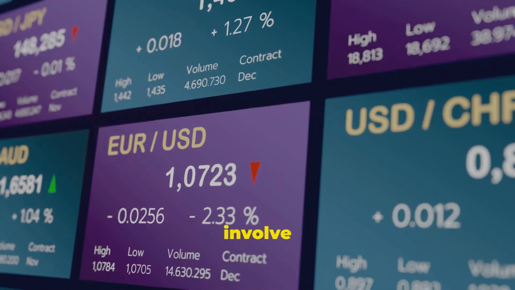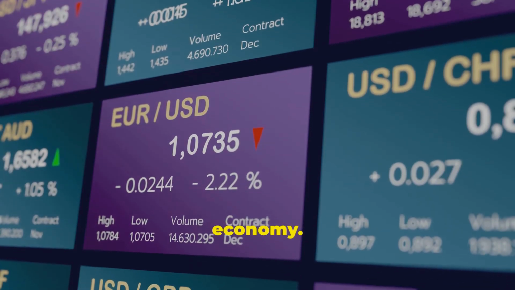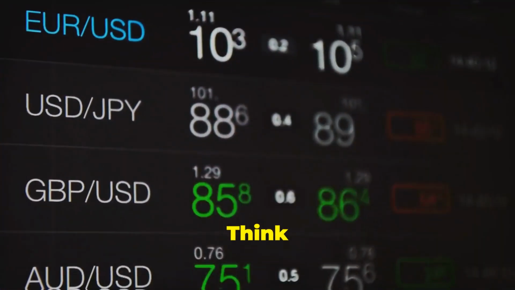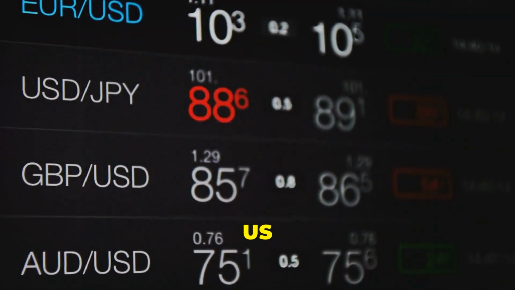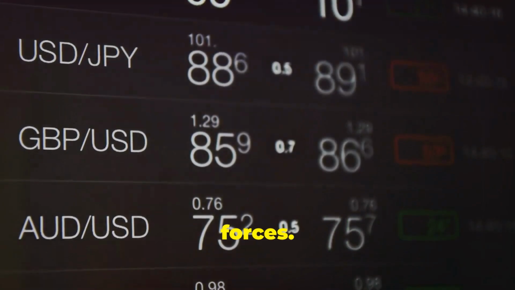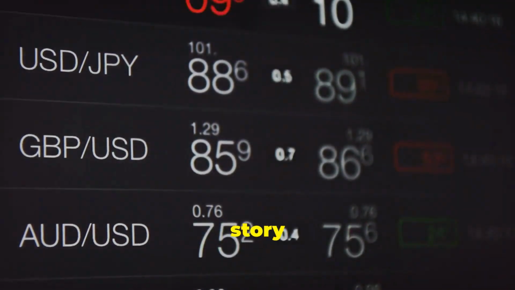These pairs usually involve a major currency paired with the currency of a developing or emerging economy. They bring diversity and a different kind of thrill. Think USD-ZAR, the US dollar tangling with the South African rand. It's a dance of economic forces. Or EUR-TRY, the euro doing a little tango with the Turkish lira. Each pair tells a story of its own.